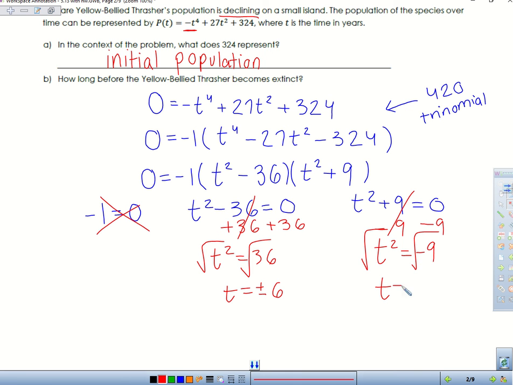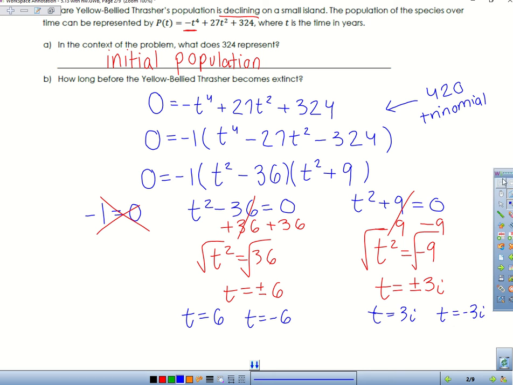Square root. So how many results did we get? 4. Good. We have t equal to 6, t equal to negative 6, t equal to 3i, and t equal to negative 3i.